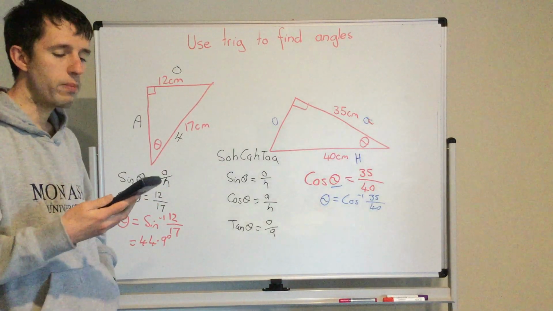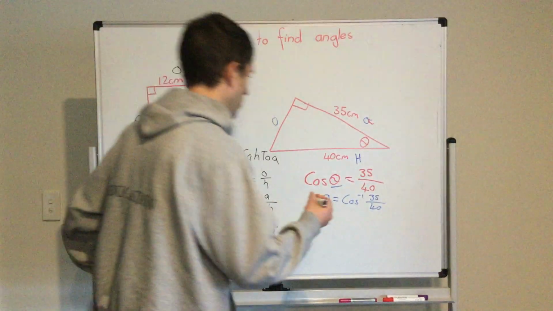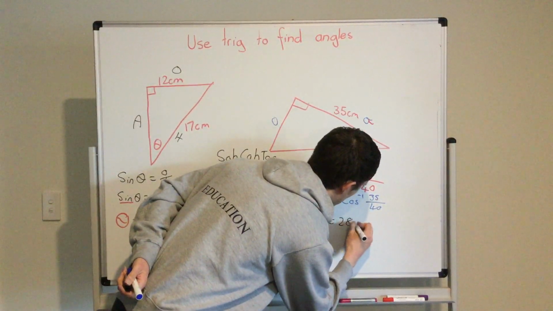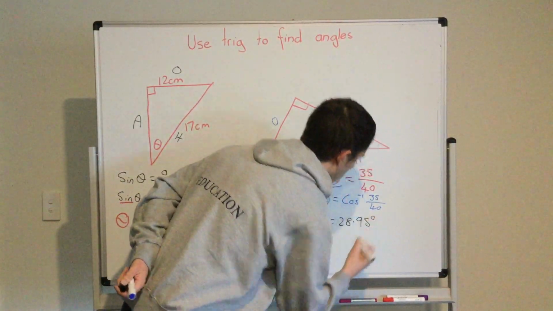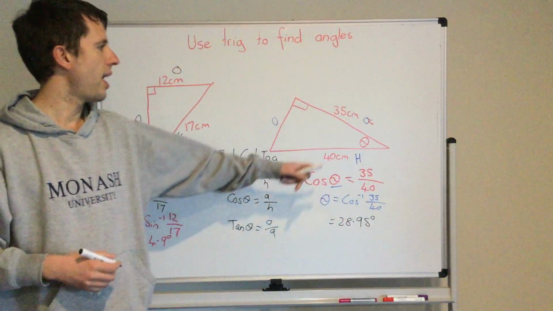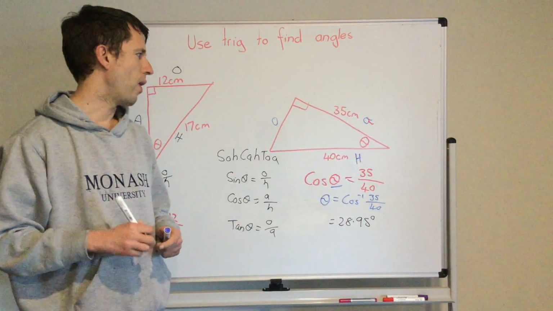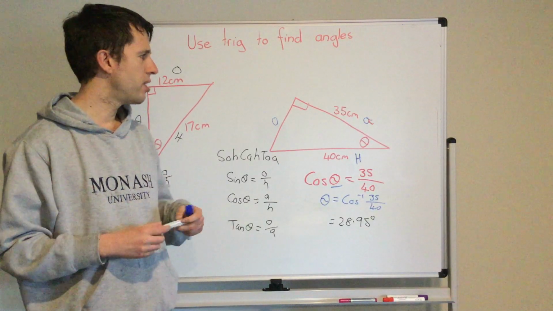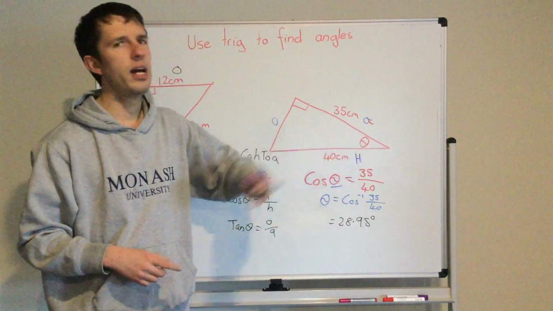And we get 28.95. 28.95 degrees. And there you have it. That is our alpha. That is our angle. Really hope that helps you understand how to find unknown angles.